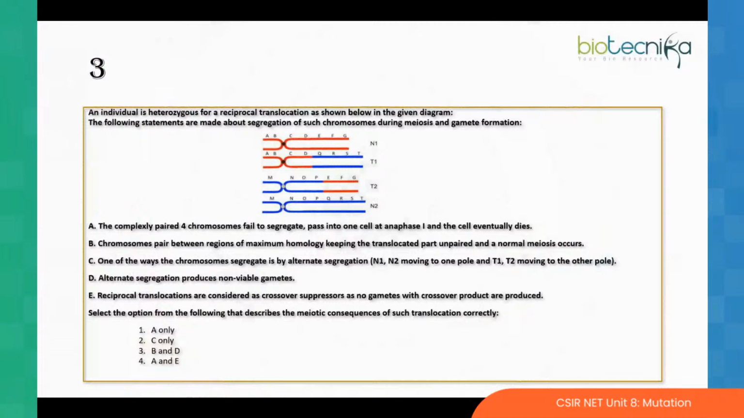Okay, next question. Now, this is also another type of question which is quite popular. Very frequently it has come in the exam.